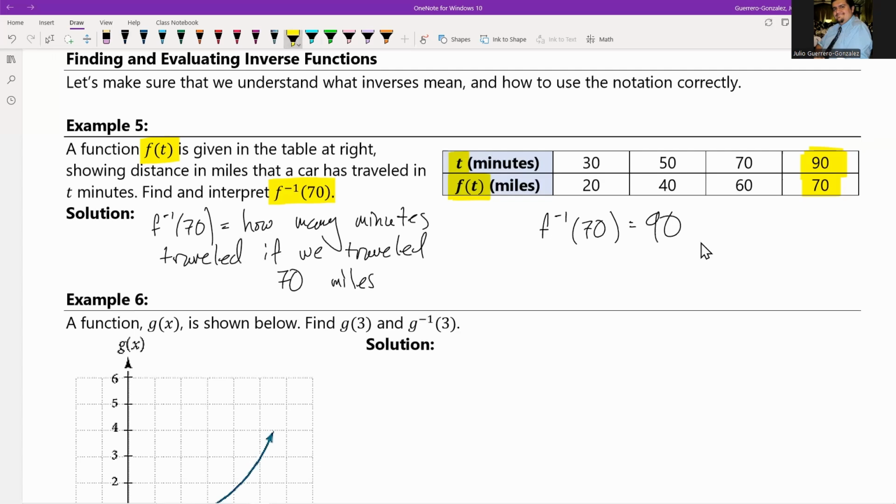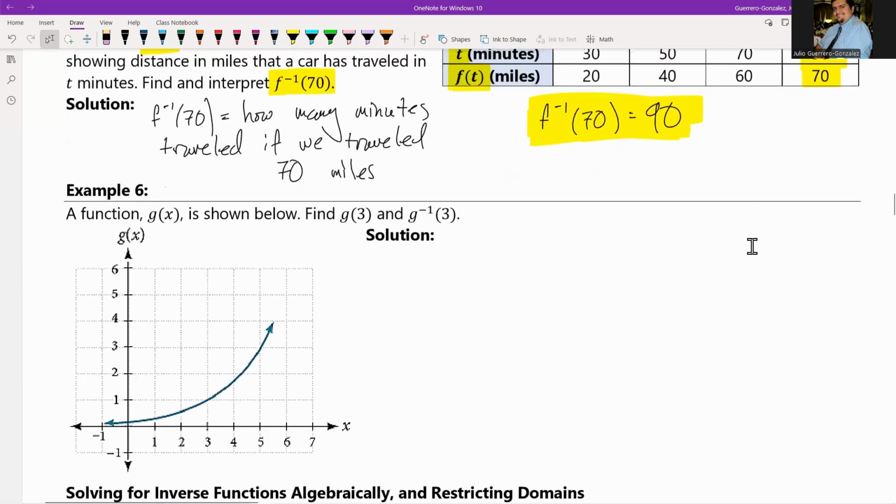So if we did 90 miles of travel, we were traveling for 90 minutes. Okay. All right, cool.